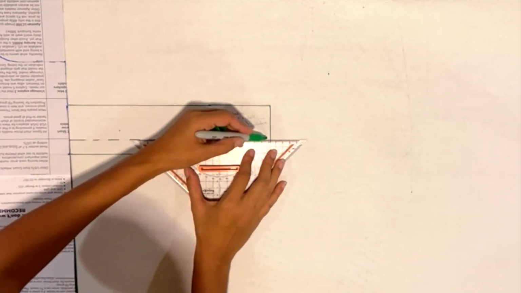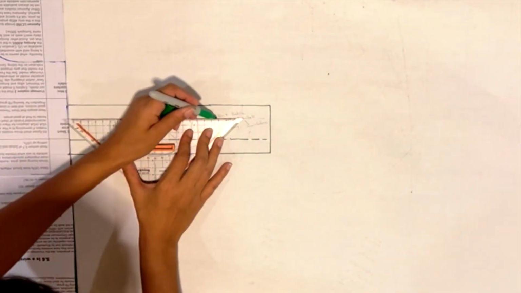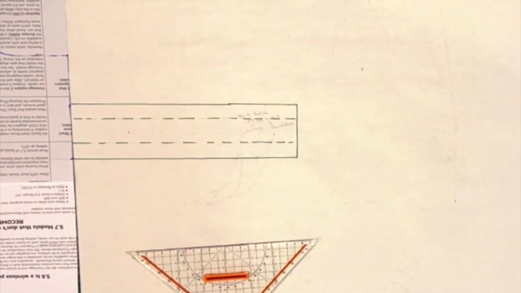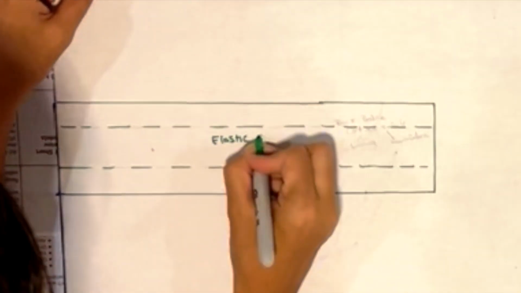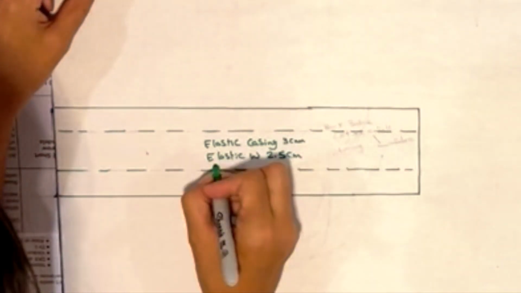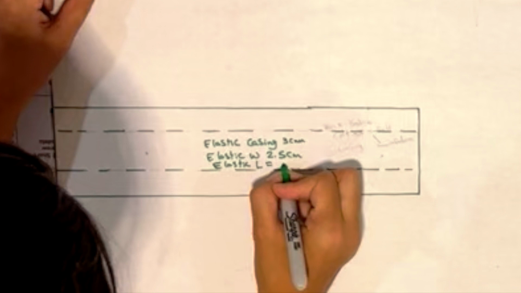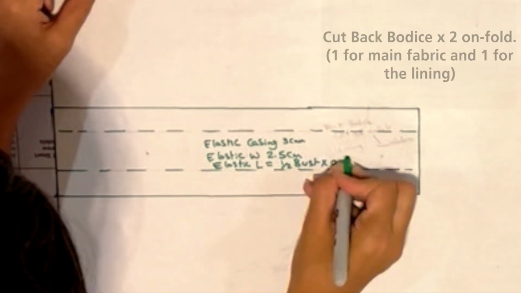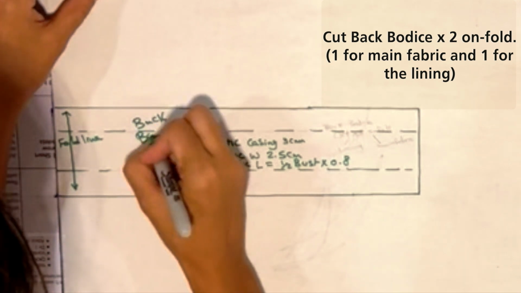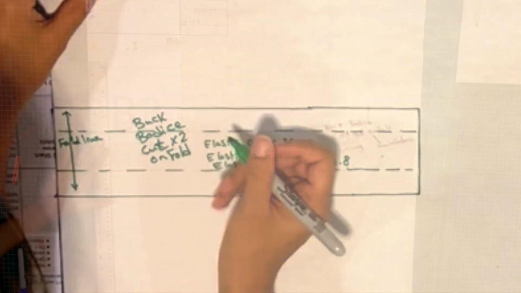As a rule of thumb, for the elastic length, I usually go with 0.8 or 80% of the length of the casing I would like to add the elastic to. So in my case, that length times 2, because this is going to be cut on fold, times 0.8. It will be cut 2 times on fold, one for the main fabric and one for the lining.